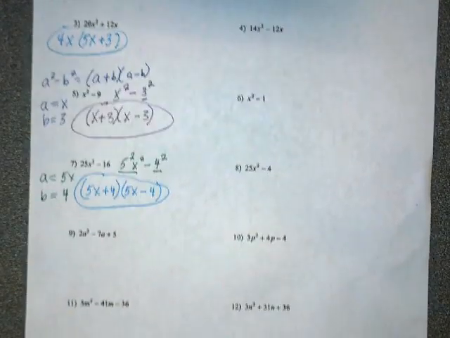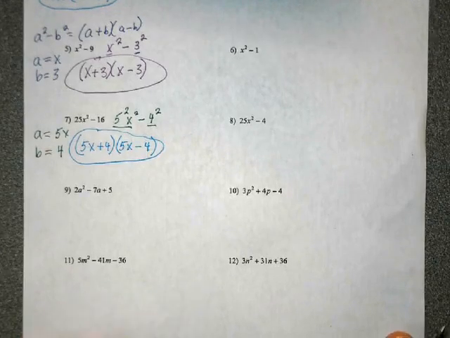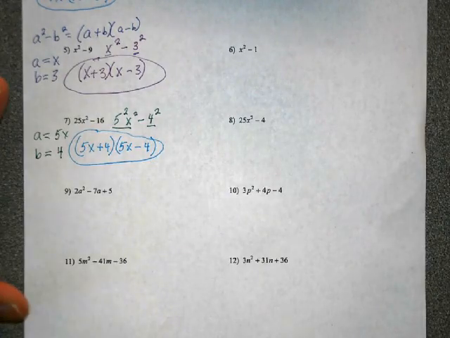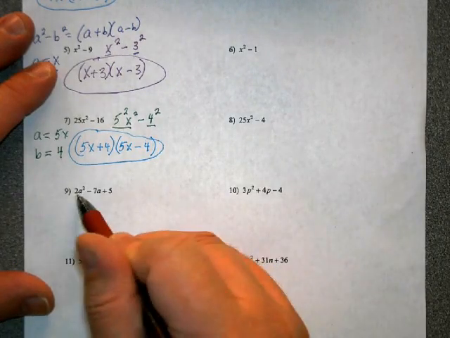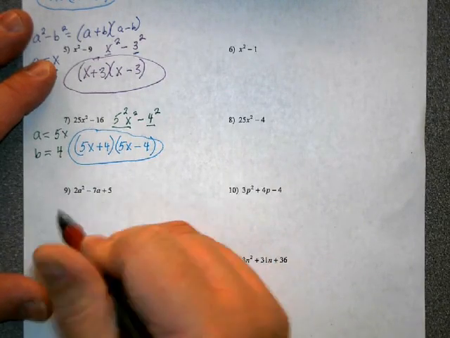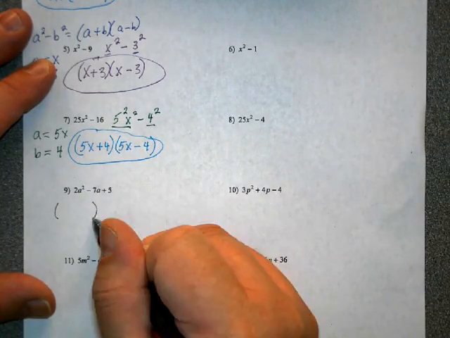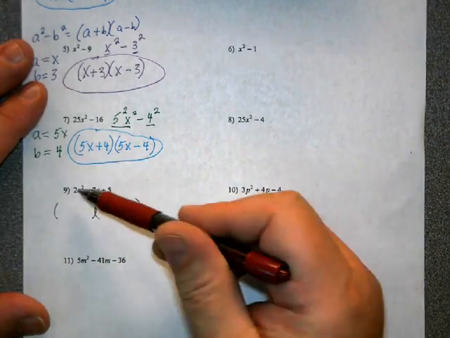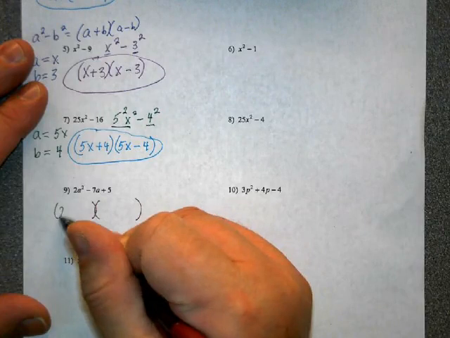And then problems 9 through 12 are guess and check problems. There's no easy way to do this. You just have to do a little bit of work. Okay. Let's see. I can't take anything out. No common terms or factors. So I'm going to go directly to my factors. There's only one way to get 2a squared. That's 2a times a.